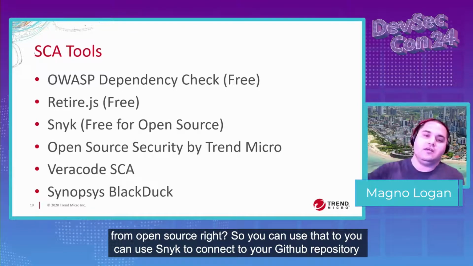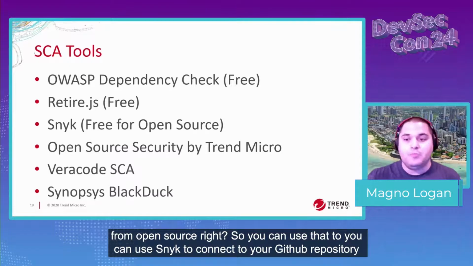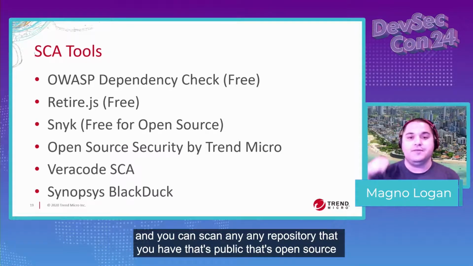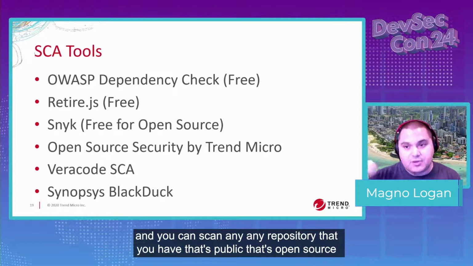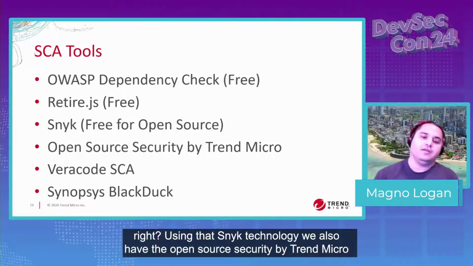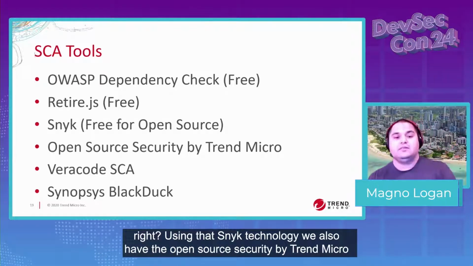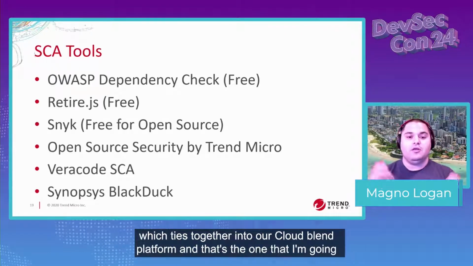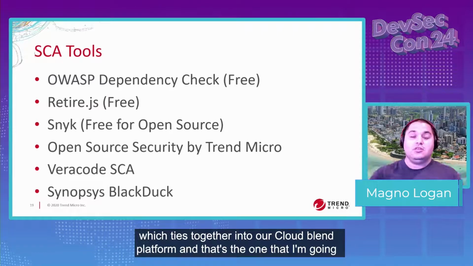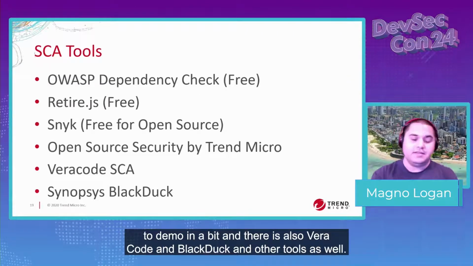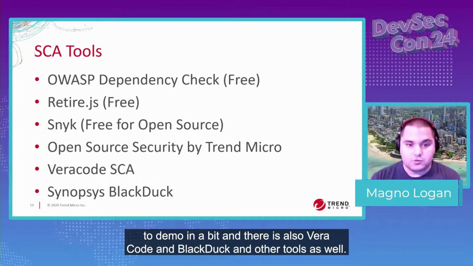You can use Snyk to connect to your GitHub repository, and you can scan any repository that you have that's public, that's open source. We also have Open Source Security by Trend Micro, which ties into our Cloud One platform, and that's the one that I'm going to demo in a bit. And there are also Veracode and Black Duck and other tools as well.